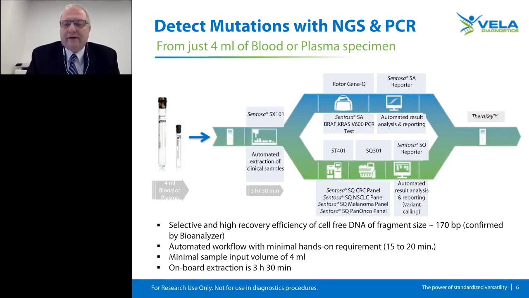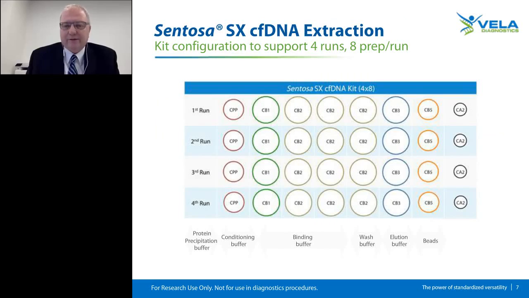Some of the key advantages of our system is the selective and high recovery efficiency of cell-free DNA fragment size of approximately 170 base pair, as confirmed by the bioanalyzer. The automated workflow with minimal hands-on requirements, the hands-on requirement about 15 to 20 minutes. Sample input volumes of 4 mL. Most other systems on the market actually require greater than 4 mL input volume, and the onboard extraction is 3 hours and 30 minutes. So with very little hands-on time, minimal sample amount, you can maximize the amount of data that you're getting out of one single sample of cell-free DNA from blood or plasma.